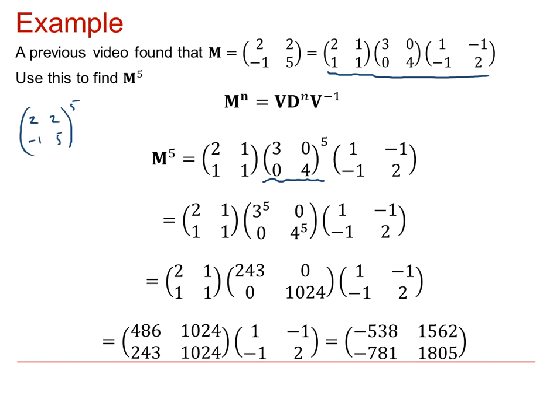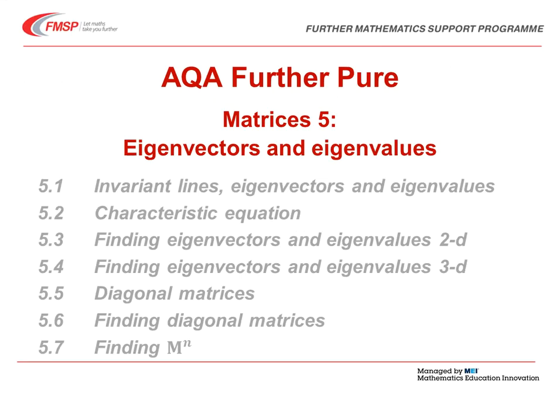And of course, this is no more difficult if it was power 9 or power 13. Any power indeed we can do in this way. Likewise, a similar process works for 3 by 3 matrices, or indeed matrices of any order that are square. Well, that concludes this video on how we find M to the power n, and indeed concludes the series of videos looking at eigenvectors and eigenvalues.